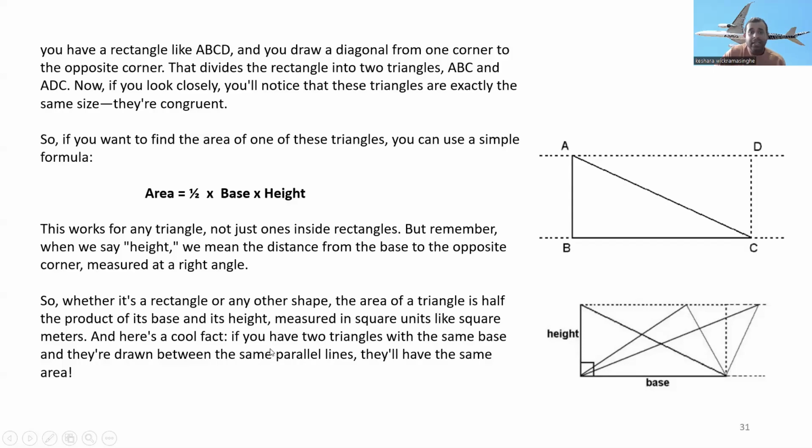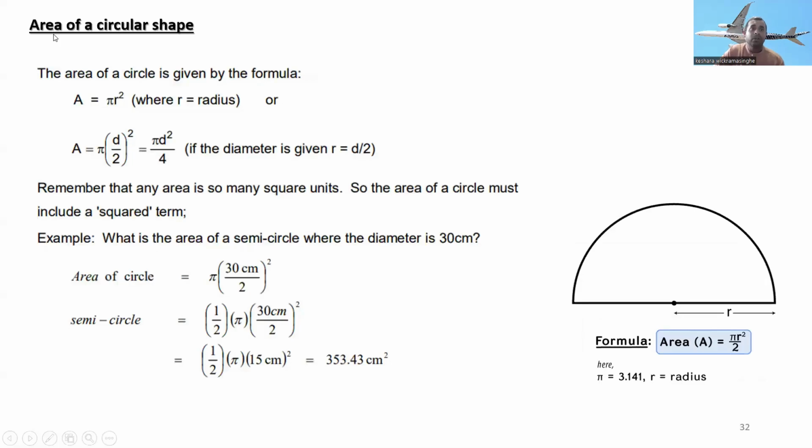And here's a school fact: if you have two triangles with the same base, drawn between the same parallel lines, they'll have the same area. You can see this from the diagram. Now we'll go to the area of a circular shape.